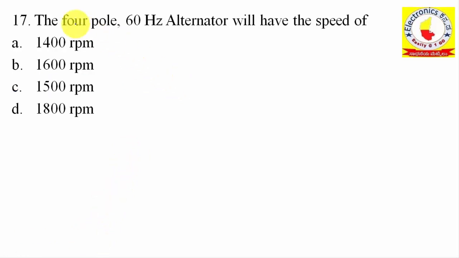17th question, the 4 pole, nothing but how many poles are there? 4. It should be an integer only, and the frequency that is given is 60 Hertz. The alternator will be having a speed of how much?